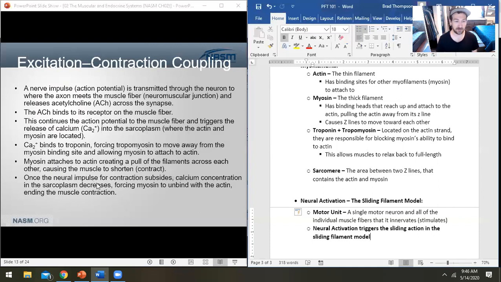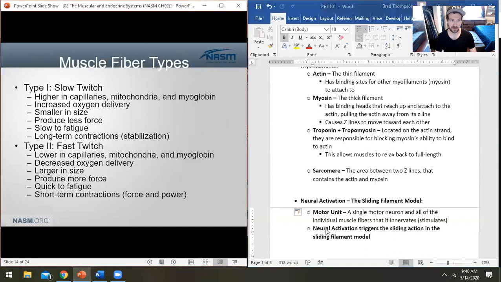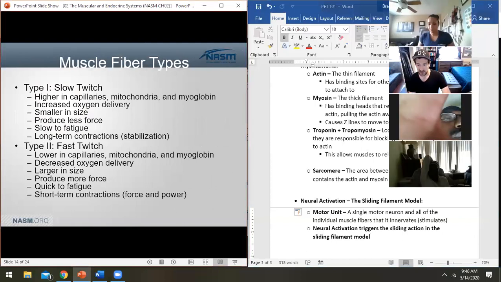Then once that impulse subsides, calcium is going to be flushed out of the area. That's going to bring those chaperones back in, and those binding sites are going to be blocked again, and myosin's going to let go of its precious actin and go back into a resting position. And that is how we have muscle contractions. Anybody have any questions about that?